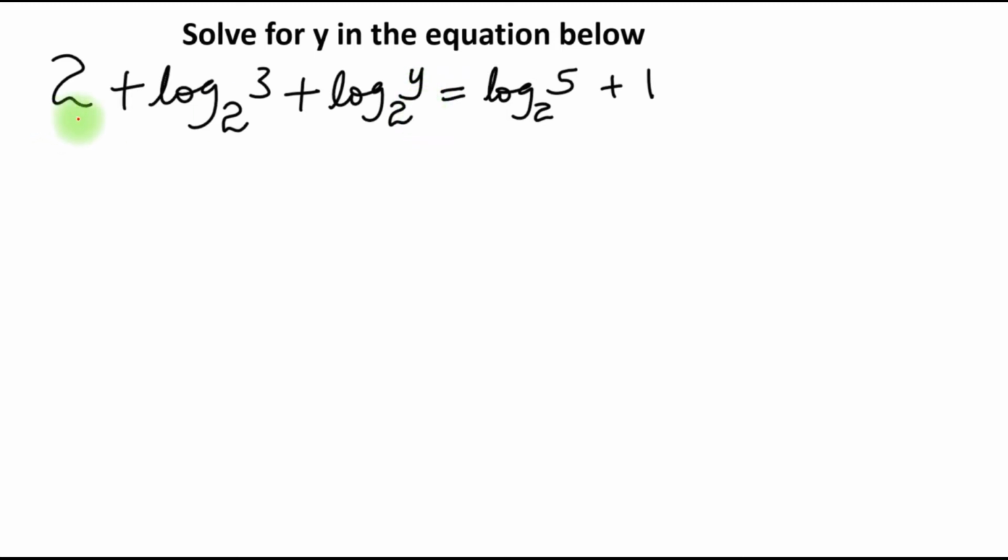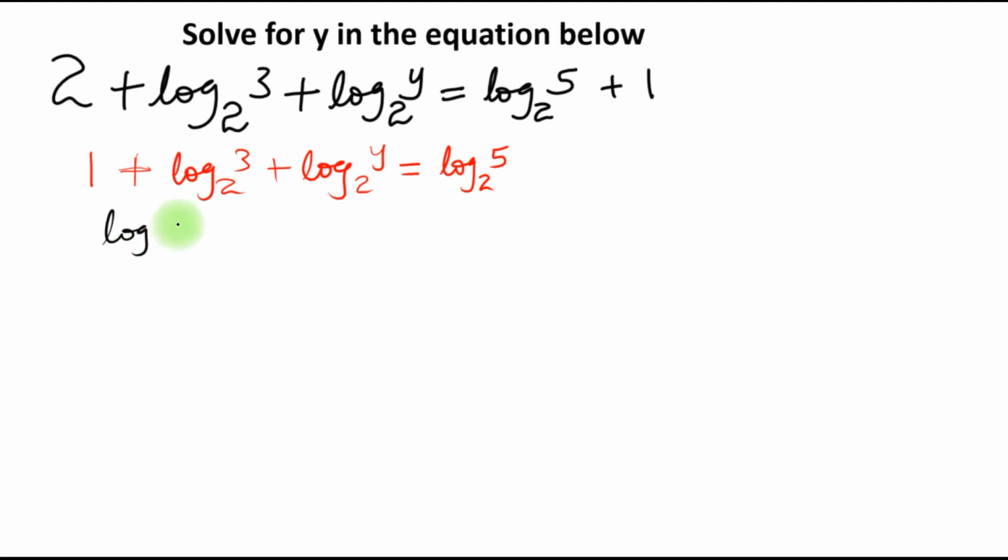I have 2 on the left-hand side and 1 on the right-hand side. So 2 minus 1 will be 1, then plus log of 3 base 2 plus log of y base 2 will be equal to log of 5 base 2. So from here, there's something that is very important. We need to remember that log of a base a is always equal to 1. Log of a number base that number is always 1.